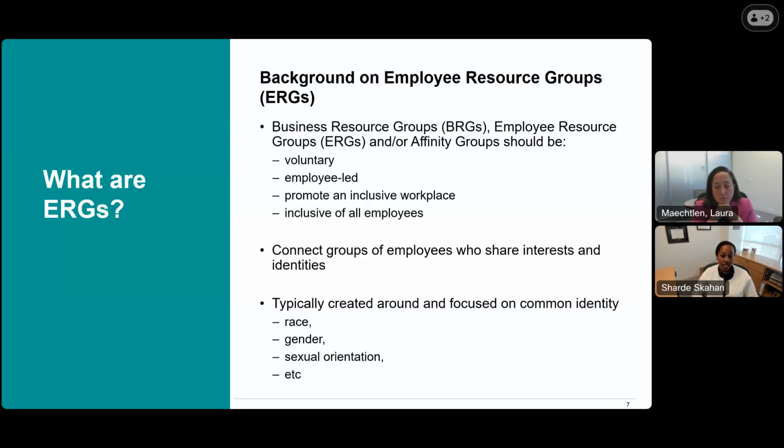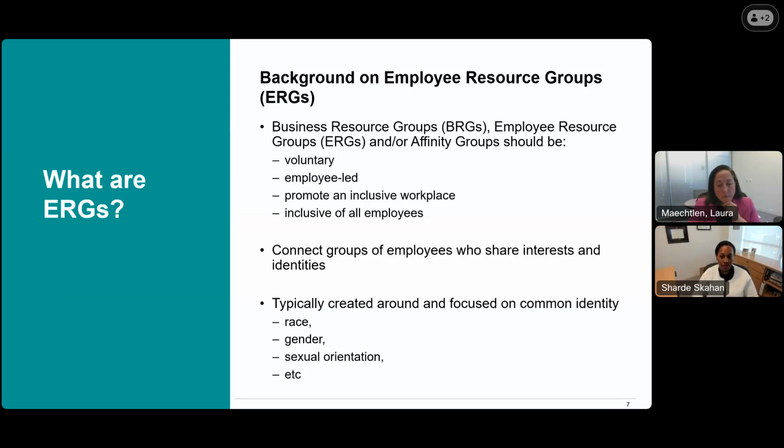It should be connecting employees who are sharing particular interests or particular identities. And oftentimes an ERG is going to focus on some type of common identity. A lot of businesses have race-based ERGs and gender-based ERGs, as well as sexual orientation. These are the most popular topics, but there are other topics that can be used to form an ERG as well, and we'll hit on a couple later on.